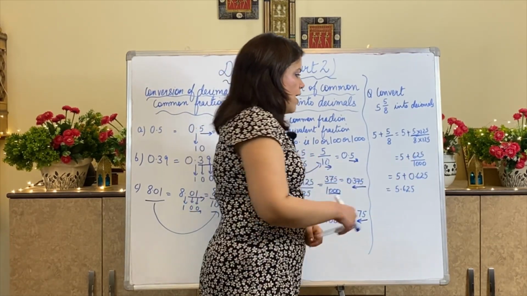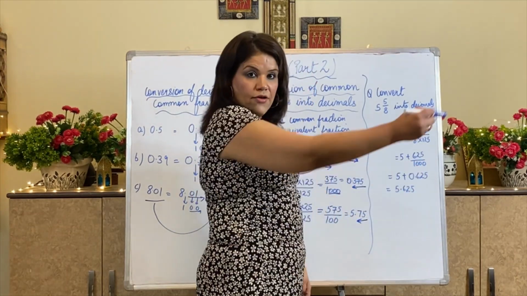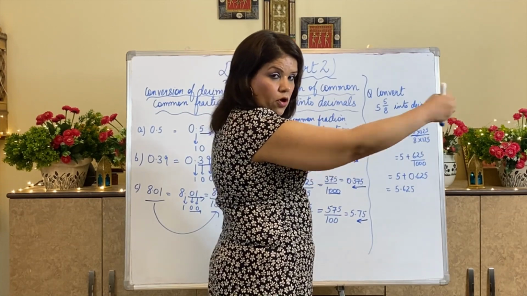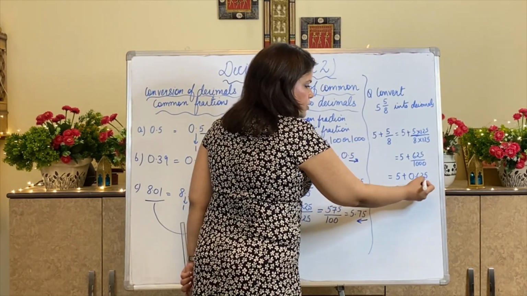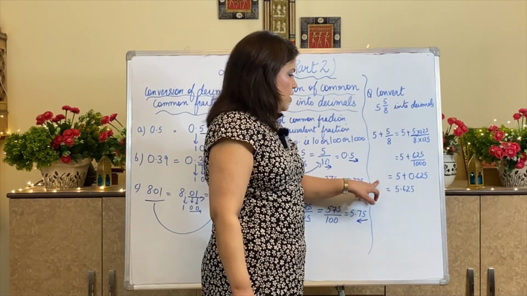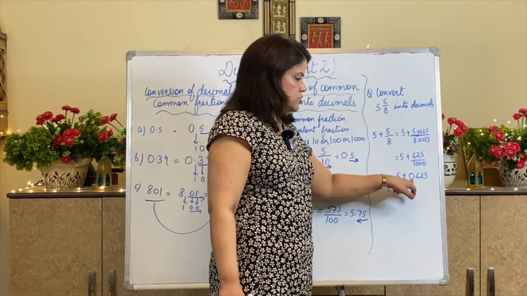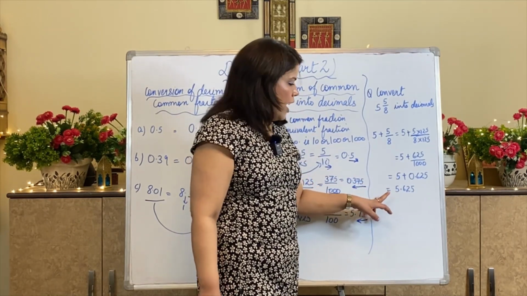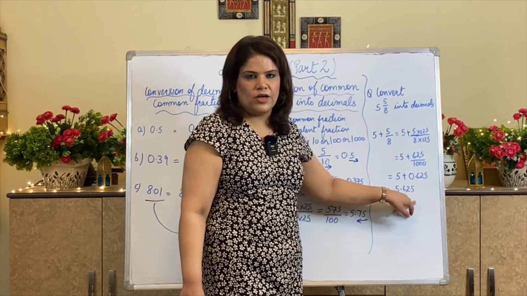Understood? Now I have 3 zeros. So I will go from right towards left, and I will count 1, 2, 3. Then I will put my decimal. Understood? And then I will add 5 to 0 because 0 is a whole number, 5 is a whole number. So it becomes very easy for me to add: 5.625.